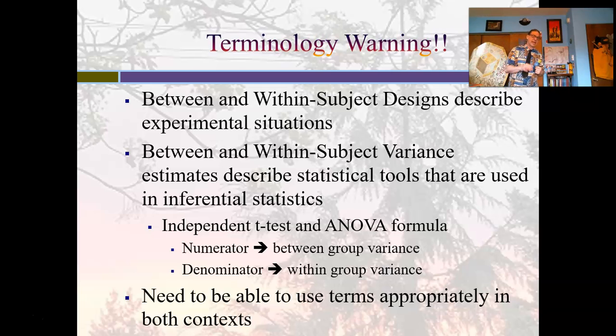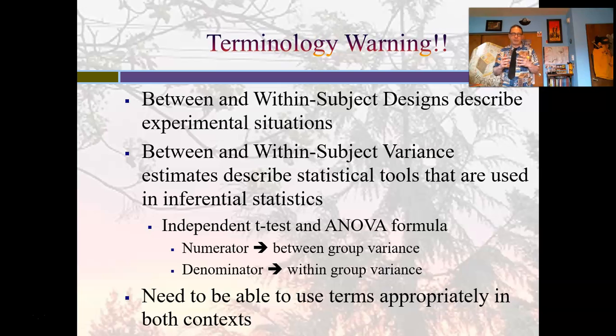So for t-tests and ANOVA, the numerator measures between group variability and the denominator measures within group variability. And honestly, the numerator is measuring variability that occurs between people or between conditions or between effects, and the error term is variability due to an individual or a subject.